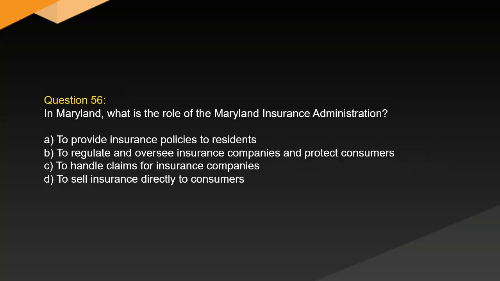Question 56. In Maryland, what is the role of the Maryland Insurance Administration? A. To provide insurance policies to residents. B. To regulate and oversee insurance companies and protect consumers. C. To handle claims for insurance companies. D. To sell insurance directly to consumers.